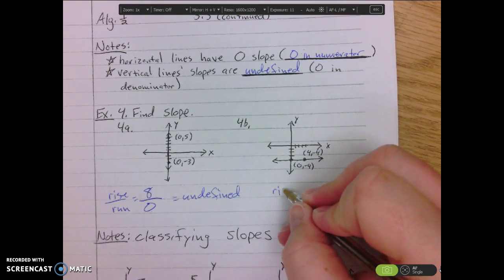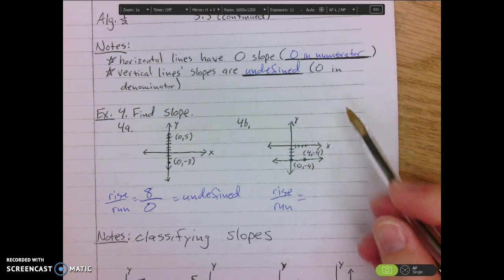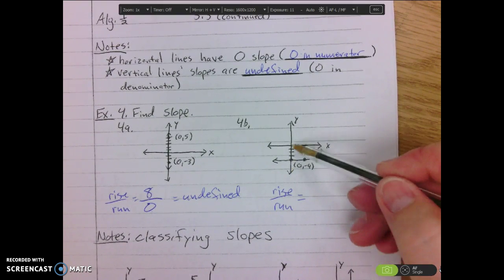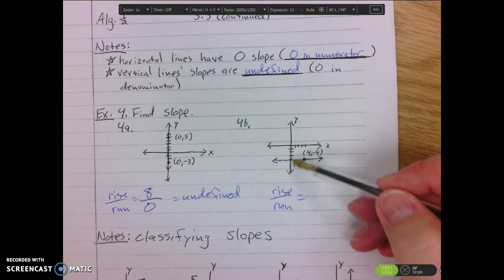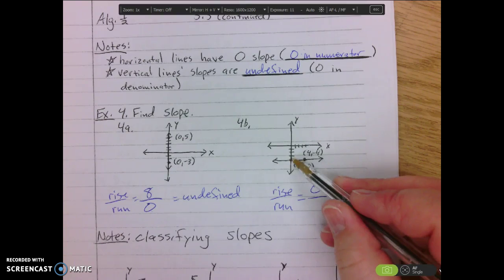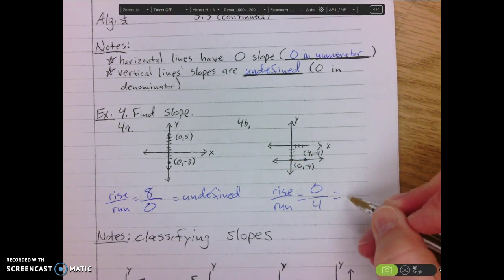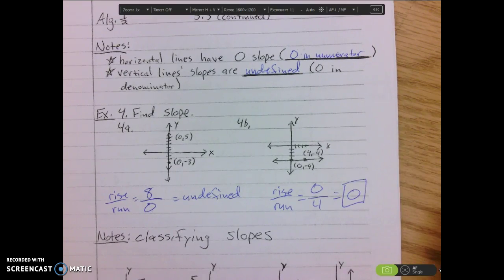On this one, rise over run, this one we have a horizontal line. Notice the rise, it goes up 0. It doesn't go down 0. It goes side to side. It doesn't go up or down at all. So 0, and this one goes over 4 units. So that would be 0 slope, or no slope.